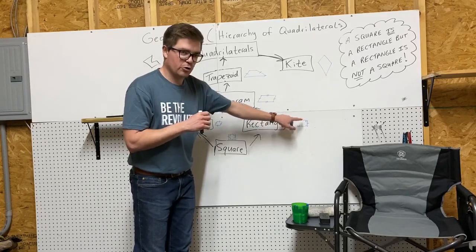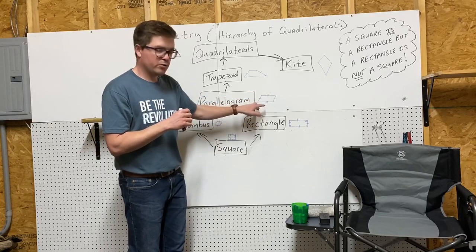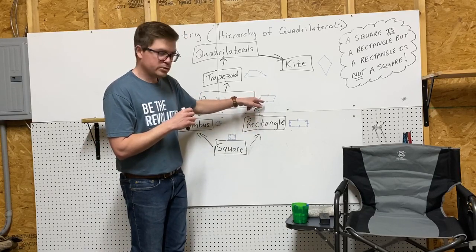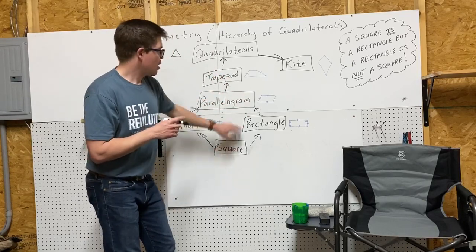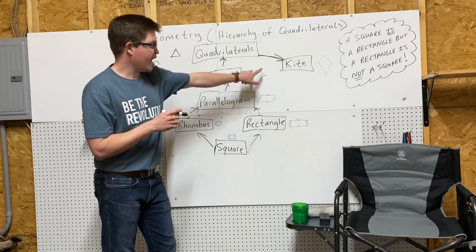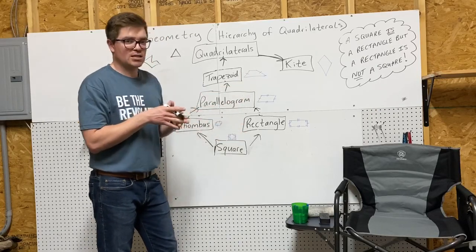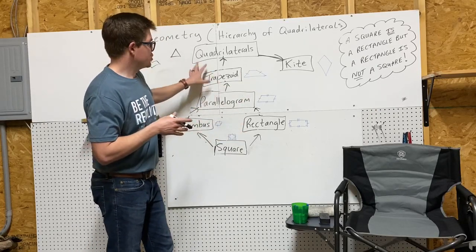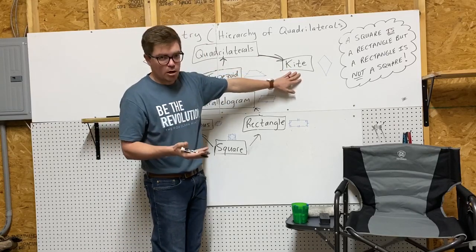It has two sets of congruent sides. A parallelogram has two sets of congruent sides, but no right angles. It could, but then it has to be a square. Then a trapezoid, as you see, can only have one or no pair of congruent sides. This is actually an isosceles trapezoid, which goes back up to quadrilaterals. Now, I've got the kite over here, again, bless its heart, all by itself.